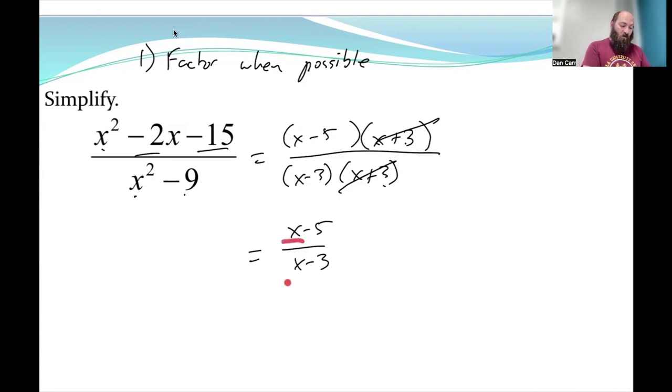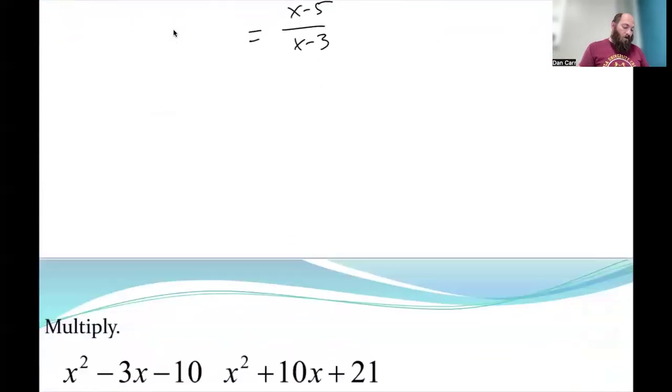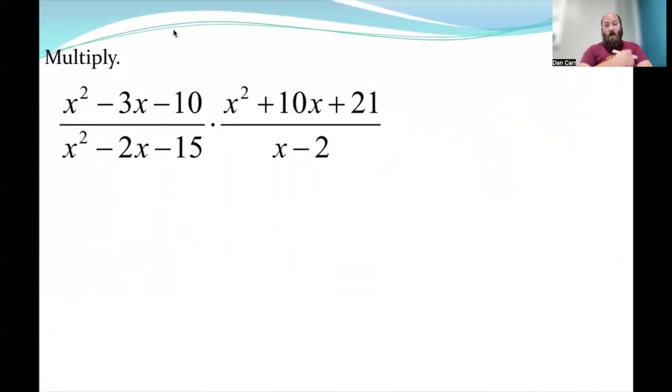You cannot take x over x. It is a factor of x minus 5 and x minus 3. It is not just x divided by x here. So this problem is done. So when I combine that with a multiplication kind of problem, we're going to do the same ideas. Step 1, factor. Just factor it all out as best as I can.